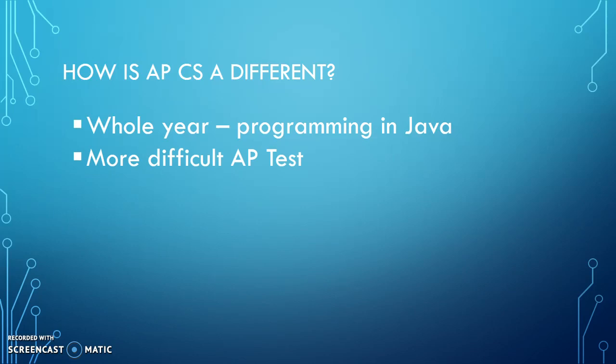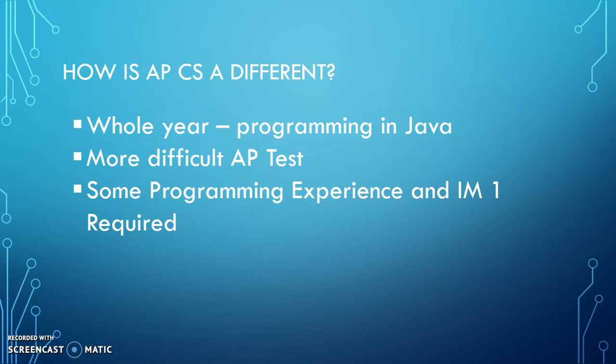One of the advantages of AP Computer Science Principles, the other class, is that last year it had the highest pass rate of any test of all of the AP tests offered nationwide. 82% of the students who took AP Computer Science Principles and took the test passed it and received college credit. Some programming experience and Integrated Math 1 are both required in order to take AP Computer Science A. So let me encourage you, if that's something you're interested in, there are some requirements for that.